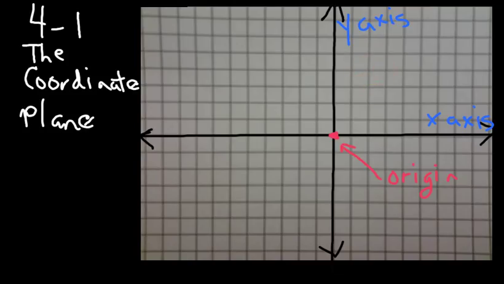So this is quadrant 1 over here. That's quadrant 1, and you can put quad if you want to. This is quadrant 2. Also, you can use Roman numerals or you can use regular numbers. Doesn't matter. This one would be, everyone, quadrant 3, and this one is quadrant 4.